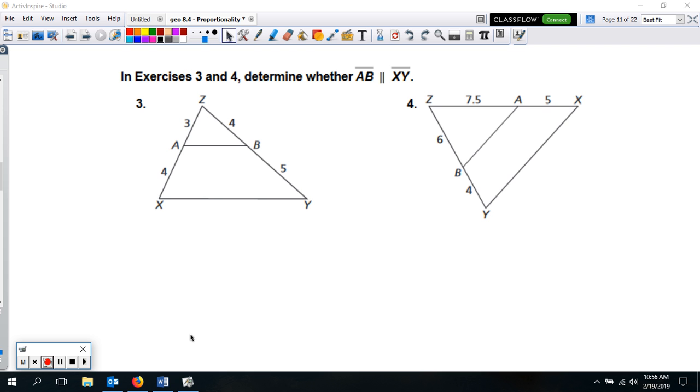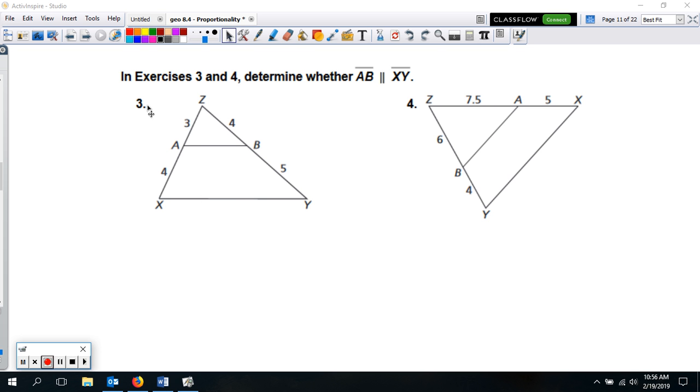Okay, so on the top of 240, you turn your page over to 240. We'll see 3 and 4, and essentially we're doing the same thing as we just saw there. We're trying to determine whether AB is parallel to XY. So the AB segment going across here in the middle, if that is parallel down to here, we want to set up ratios and see if they're proportional, see if those ratios equal each other. If they do, then they are parallel. If they don't, then they're not parallel.